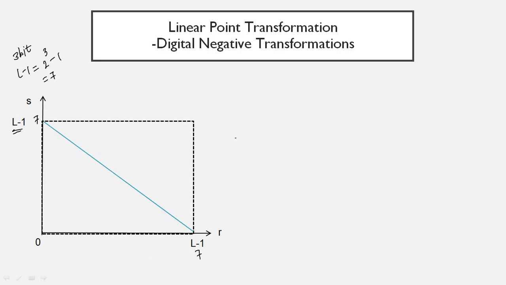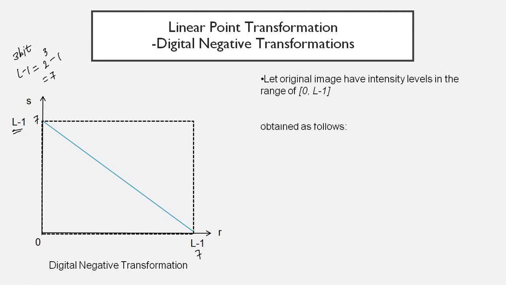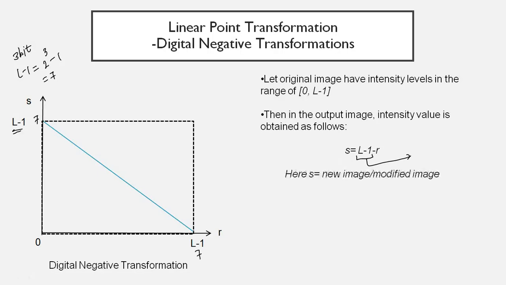So how do we write this transformation function? It could be written as S equal to L minus 1 minus R. L minus 1 is the maximum intensity value in the input image, and R is the current intensity value. From the maximum value, you subtract the current intensity value to obtain the value in the output image. So this is called a digital negative.